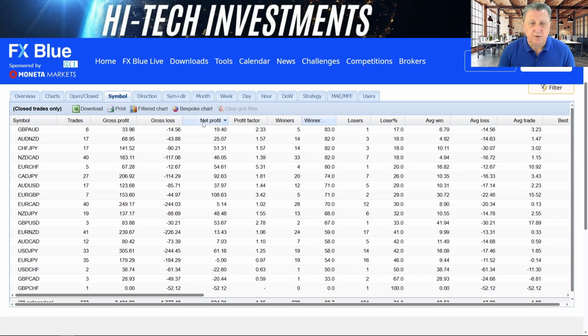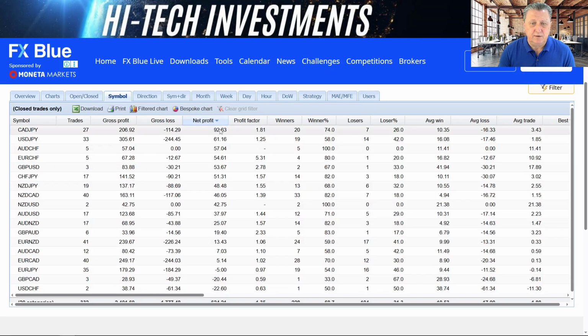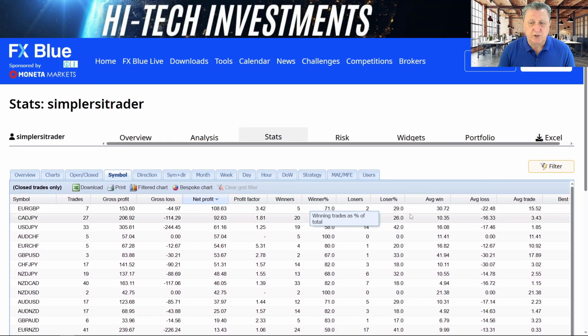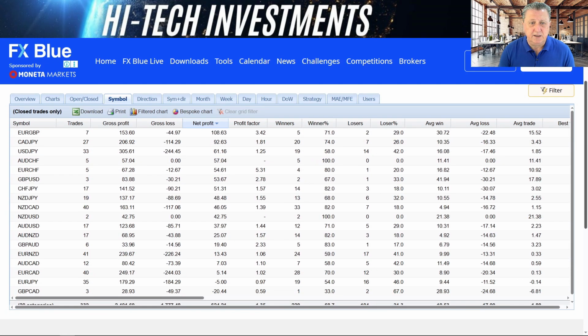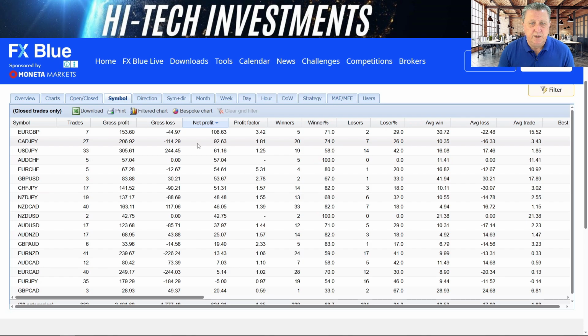The next part that you want to have a look at is the net profits. So which ones are actually making the most at the end of the day? It's not necessarily the one that has the highest percentage. When you look at the Euro Great British Pound, as we do here, 108, and the winning percentage is actually 71%. So we have 7 trades and 5 of them are winners. And that is actually the one that has created the most money so far.